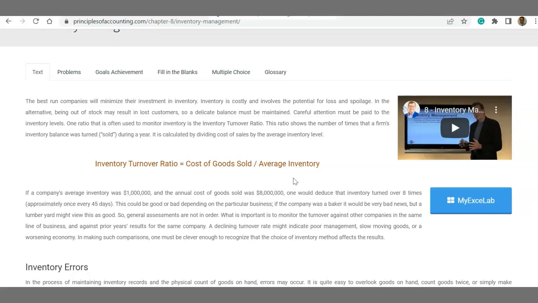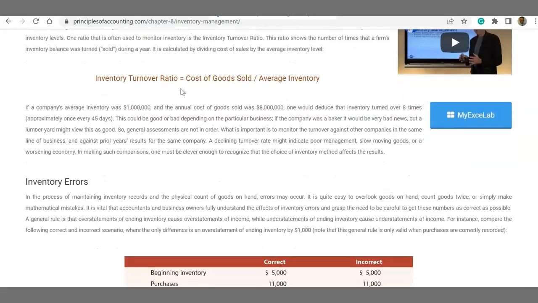And the reason you need the average is that the cost of goods sold is about 12 months of cost of goods sold. Therefore, you have to have apple to apple. So apple to apple, you have to convert this inventory to an average annual inventory instead of just December 31st inventory.